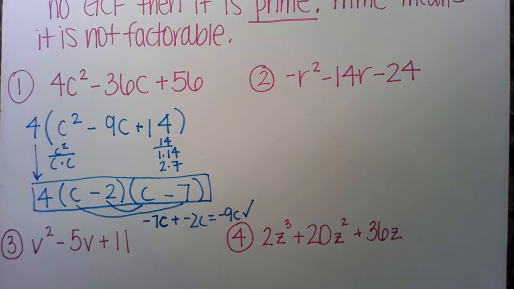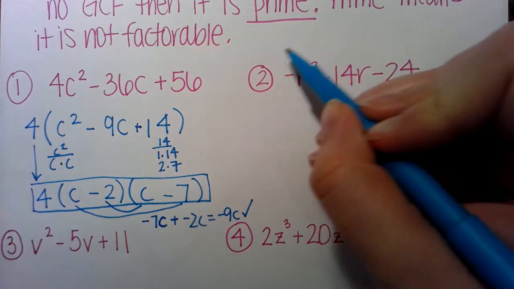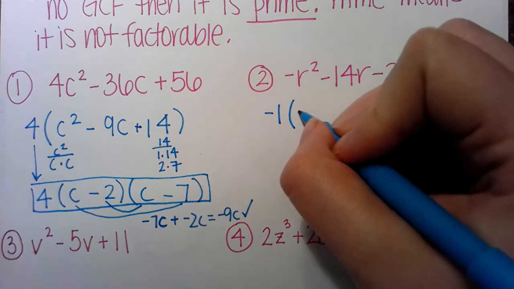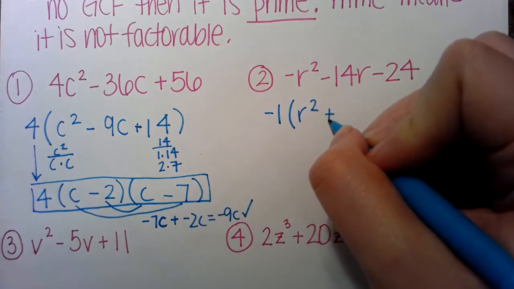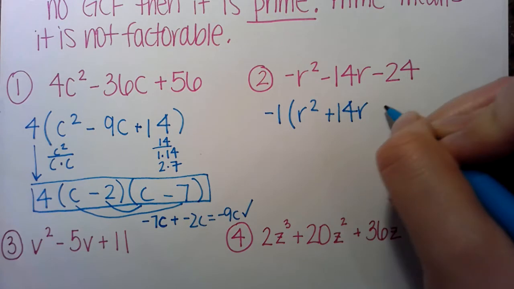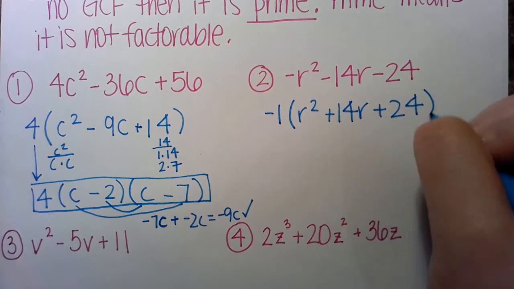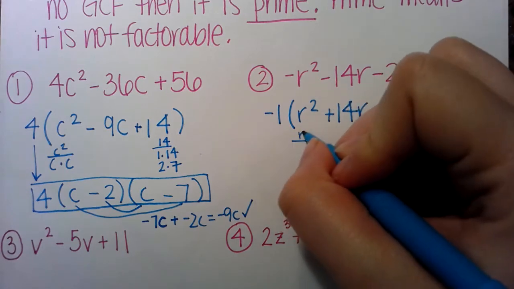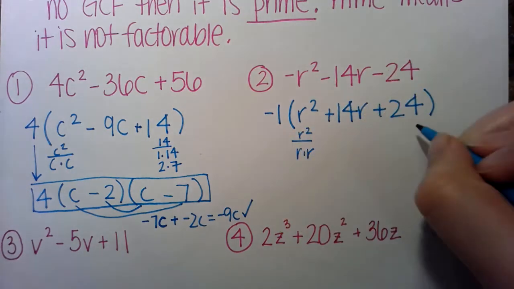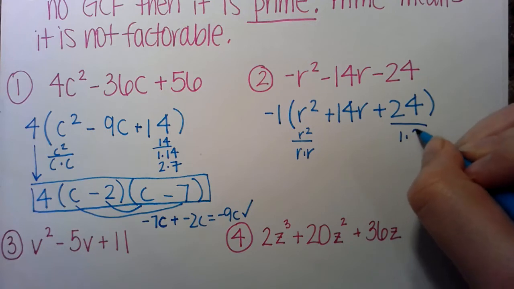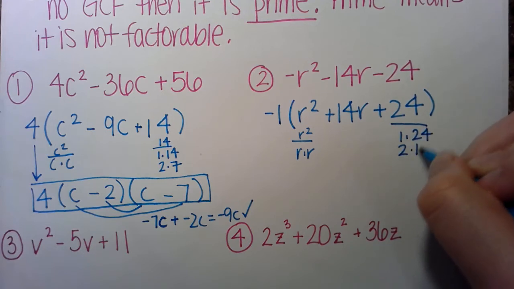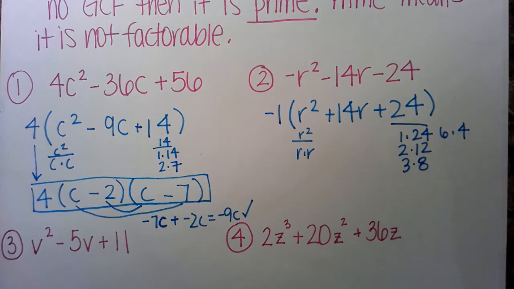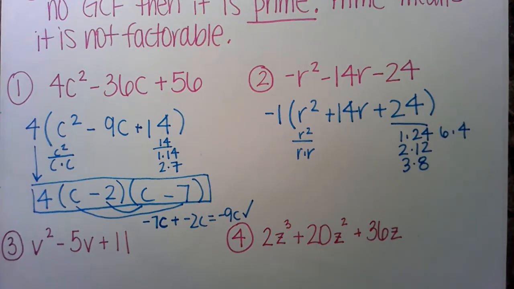For number 2, we're going to ask ourselves the same question: can I take out a GCF? Remember, the first term cannot be negative, so we automatically have to take out a GCF of negative 1. So all of the terms are going to switch to the opposite value. We're then going to list out all the factors of r squared, which is r times r. We're going to list out the factors of 24, so 1 and 24, 2 and 12, 3 and 8, 6 and 4, and that is going to be it.